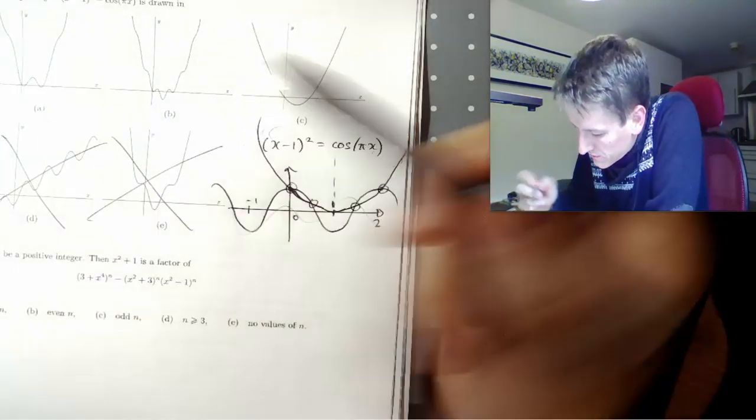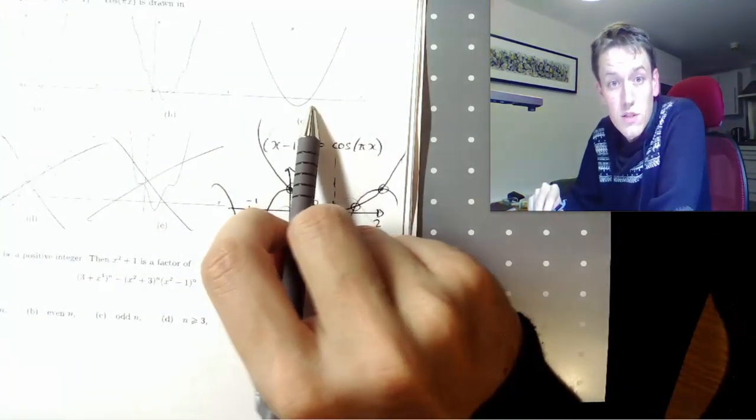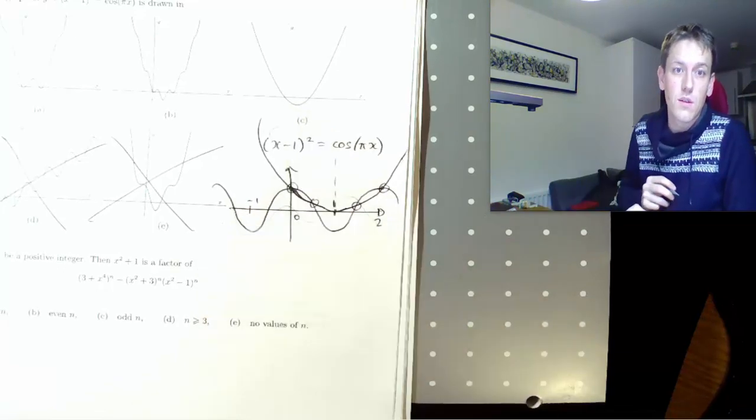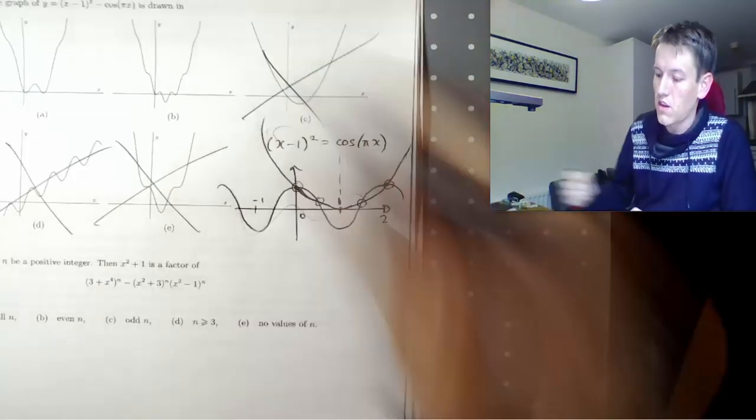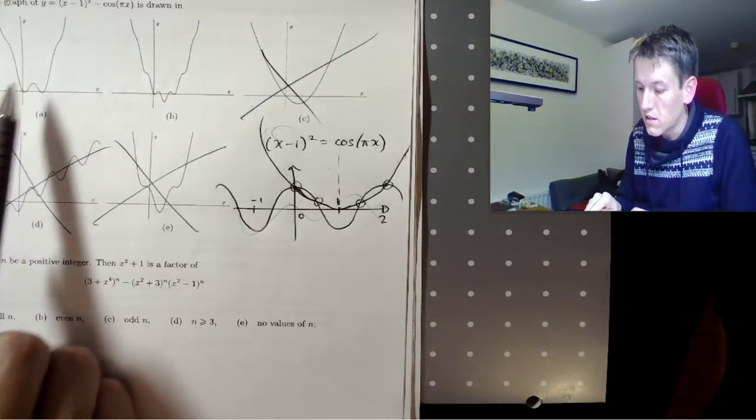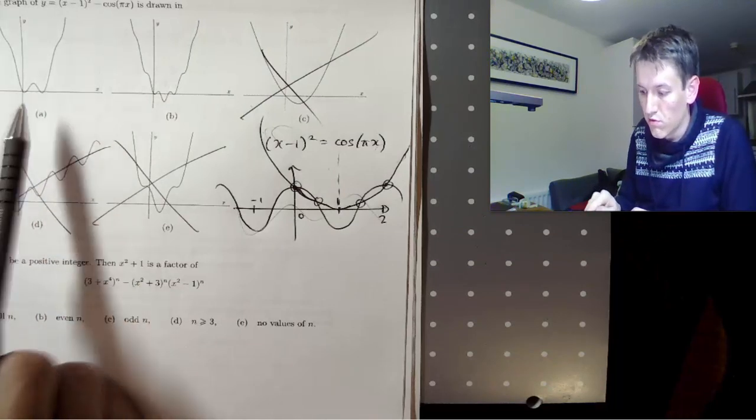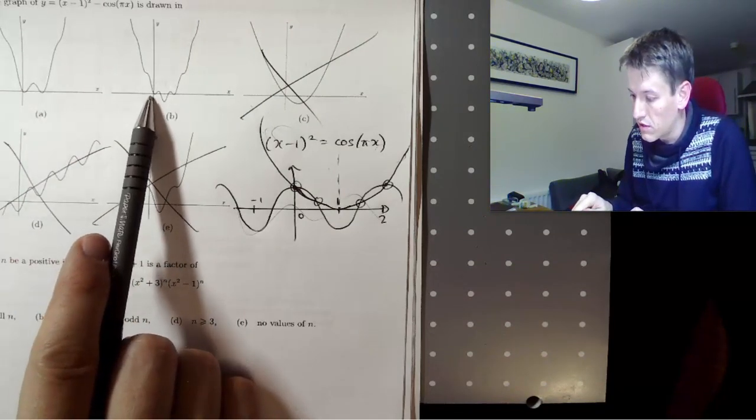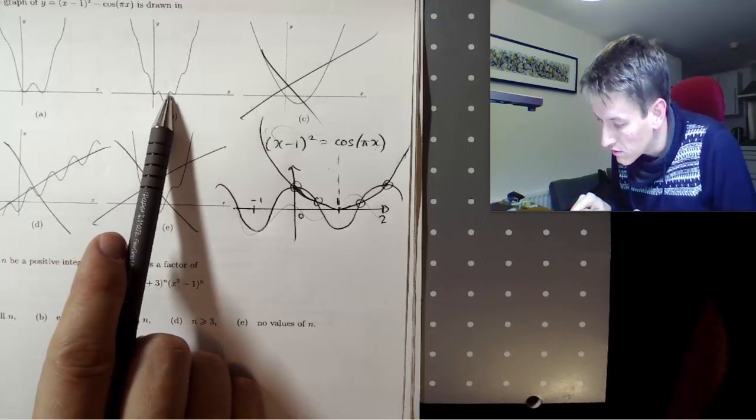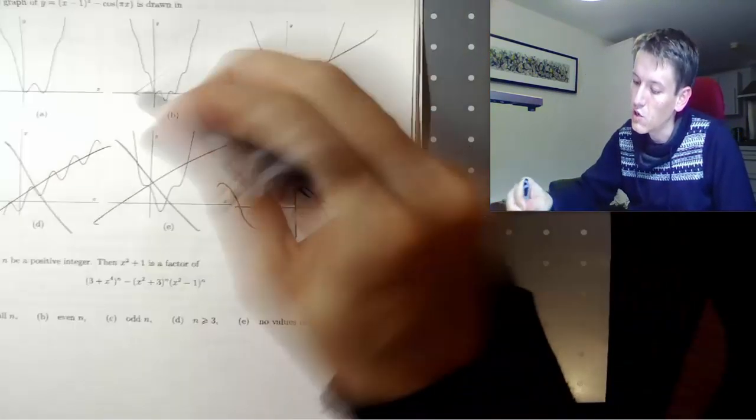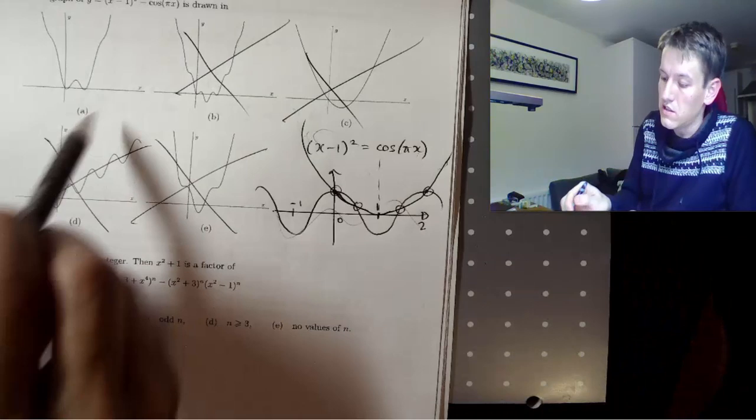I look back at my graphs. This one has 2 roots, so it can't be that one. This one has 1, 2, 3, 4 roots, so that's a possibility. This one has 1, 2, 3, 4, 5, 6 roots by the looks of it, so it can't be that one, and it must be this graph.